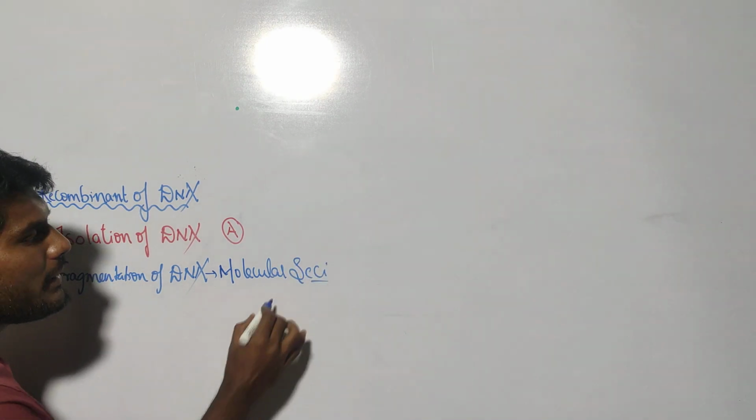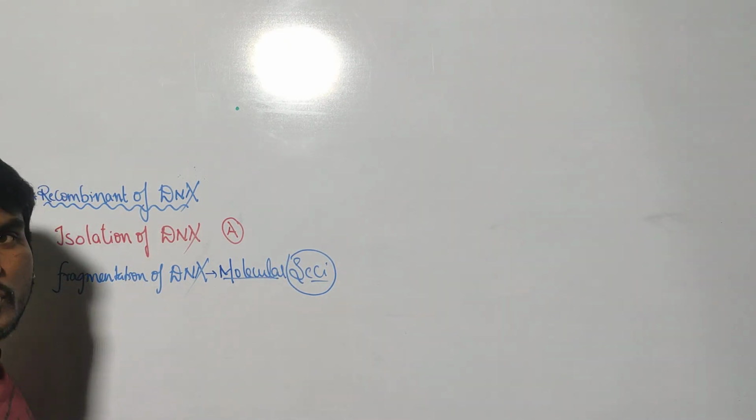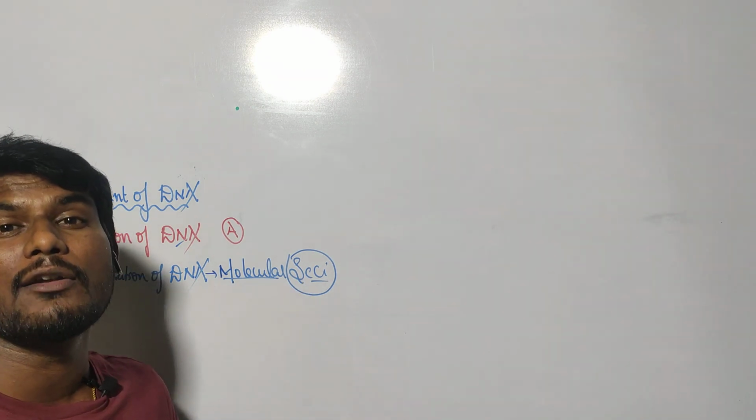We call them molecular scissors. Why? Because these are cutting like what? Scissors. They are cutting the molecule. Which molecule are they cutting? They are cutting the DNA molecule. Because of those scissors, we call them molecular scissors.